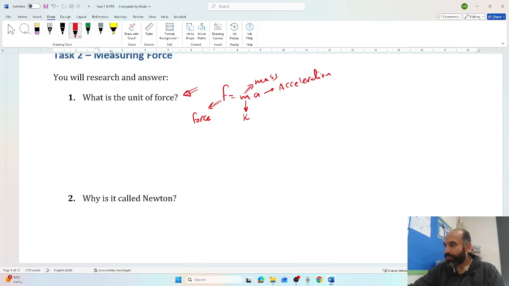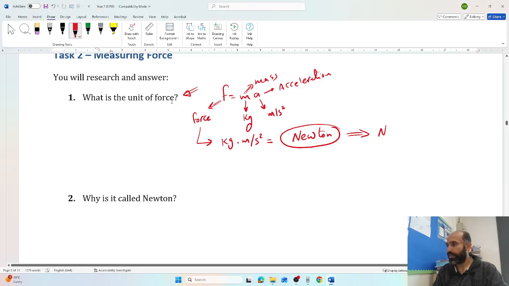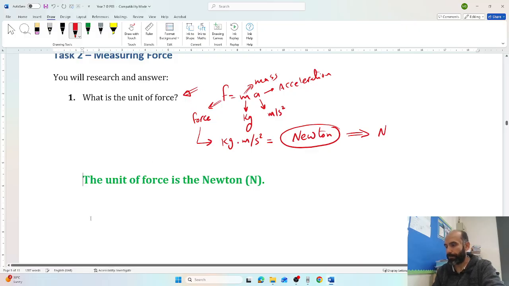We know that mass should be measured in kilogram and acceleration is measured in meter per second squared. So the measuring unit of force is kilogram times, which is dot, meter per, means divided, second squared. This unit is equivalent to a new unit which is called Newton. And you can just write capital N. So what is the measuring unit of force? It is Newton. So this is the answer of this question. What is the measuring unit of force? The unit for measurement of force is Newton. This is how you can write it, okay?